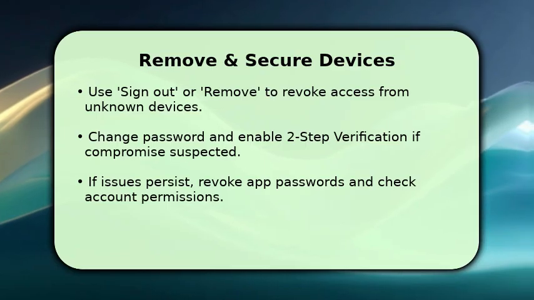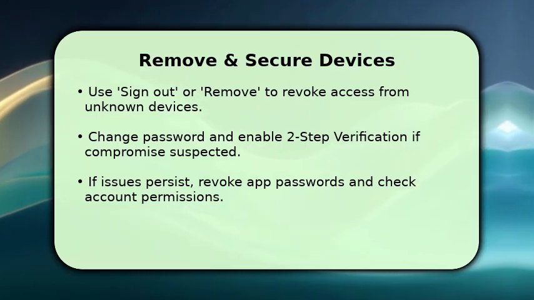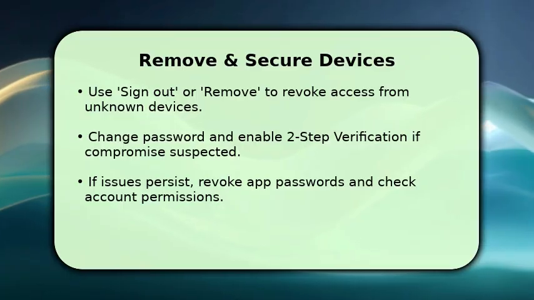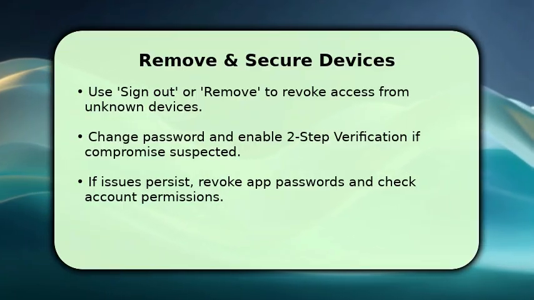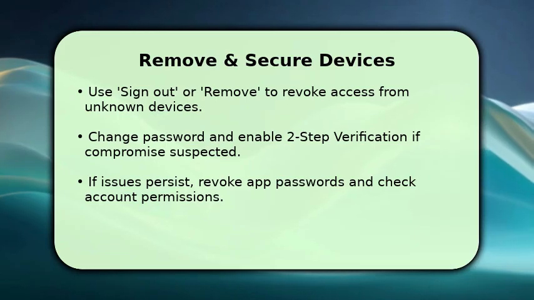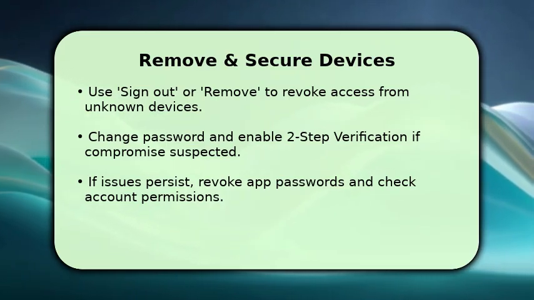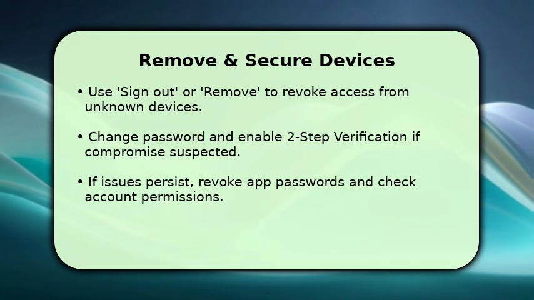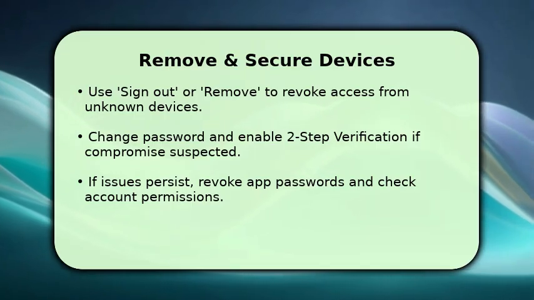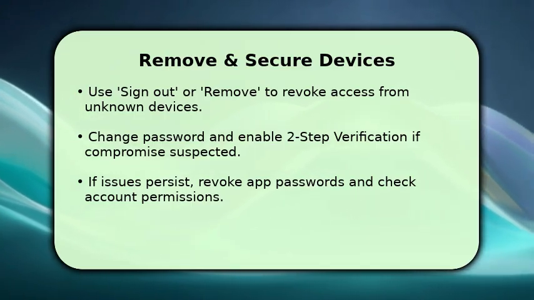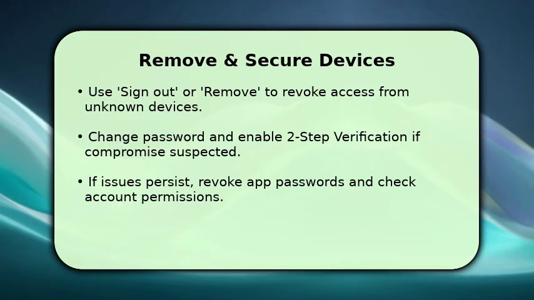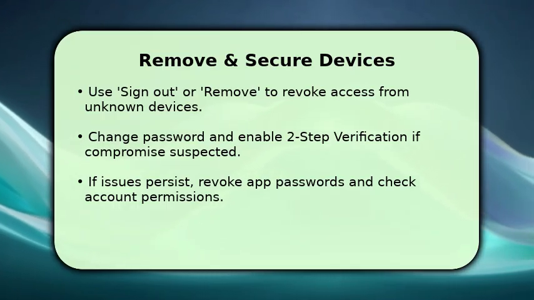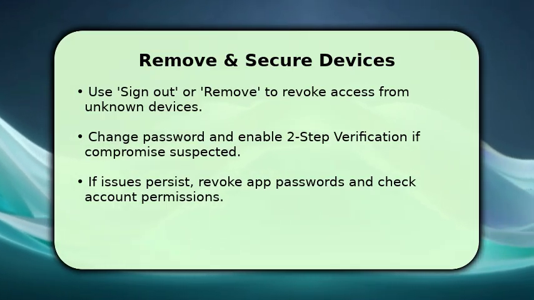Once done, enable two-step verification so a second factor protects future sign-ins. Make sure to review third-party app access and revoke any suspicious permissions, and consider signing out from all devices if you suspect a breach. Troubleshooting tip: if a device won't sign out, change your password and revoke account access tokens. That forces a full reauthentication and blocks lingering sessions.